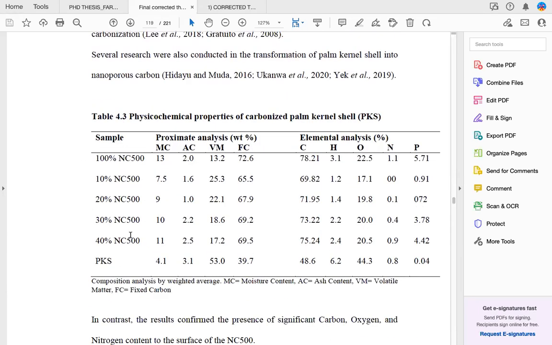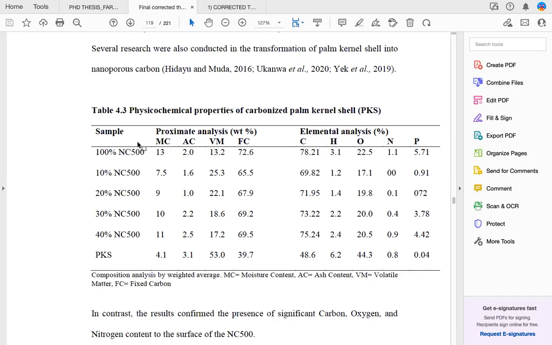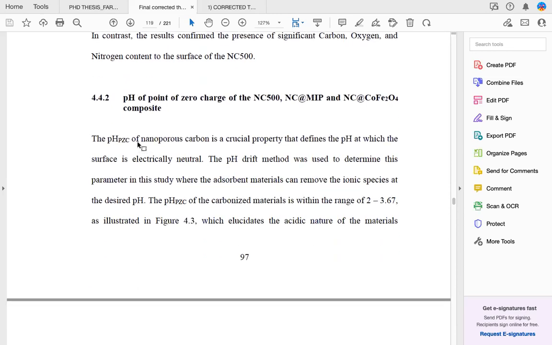You can see here, NC 500 and NC 500, 10%. Actually, I have difficulty reading this thesis, even though it is my student's. To understand, this sample represents NC 500, what is 500, what is 10%? So it has to be explained properly in chapter 3.